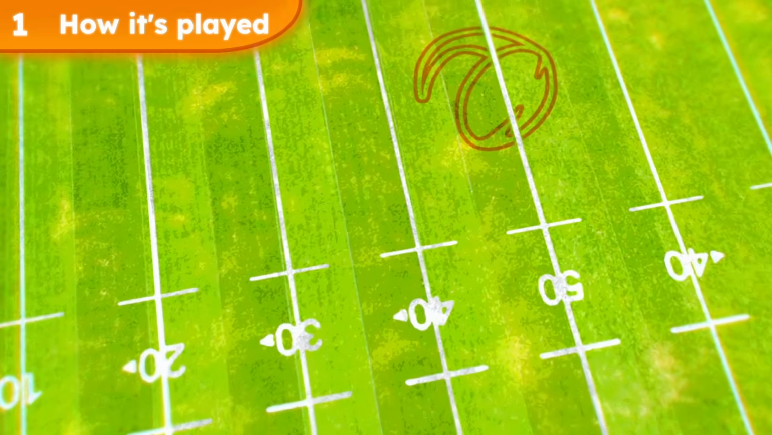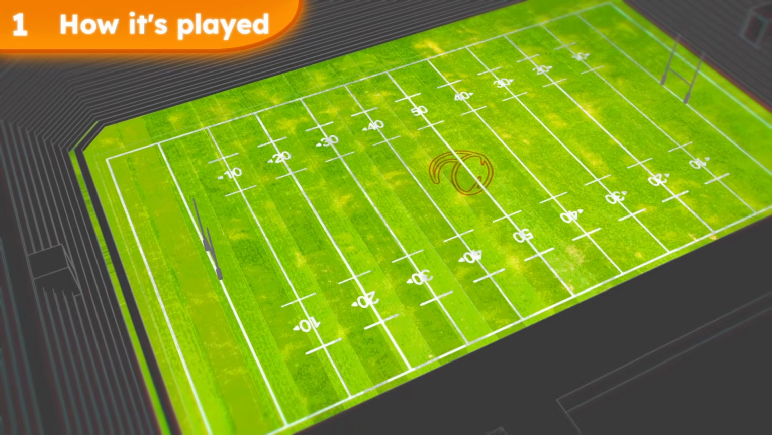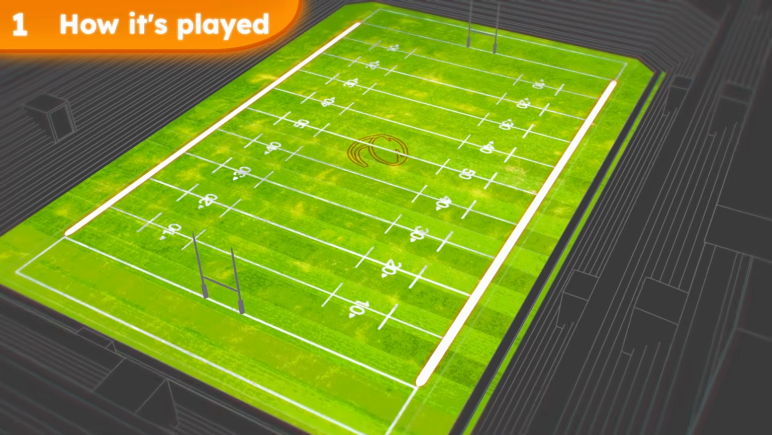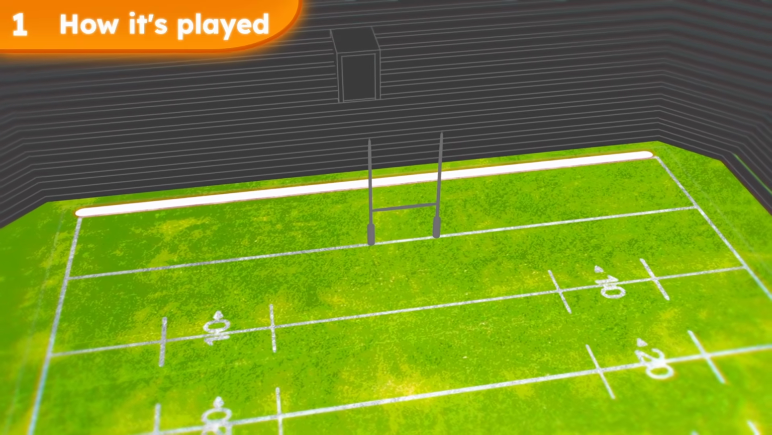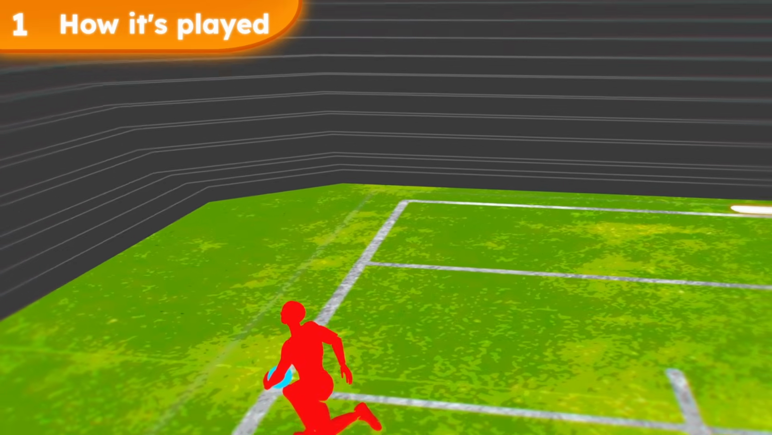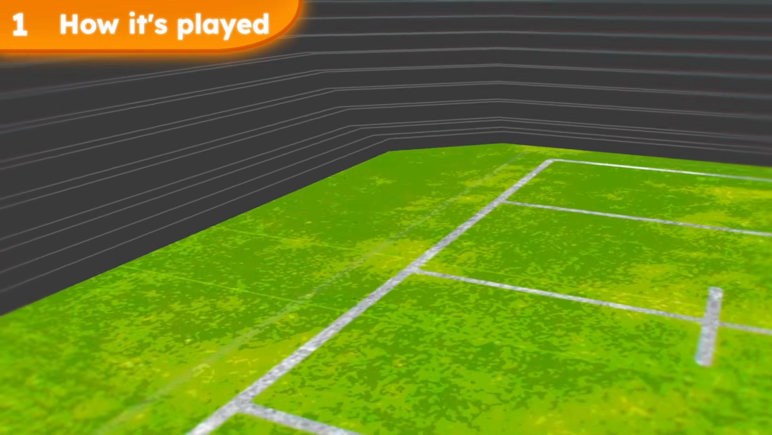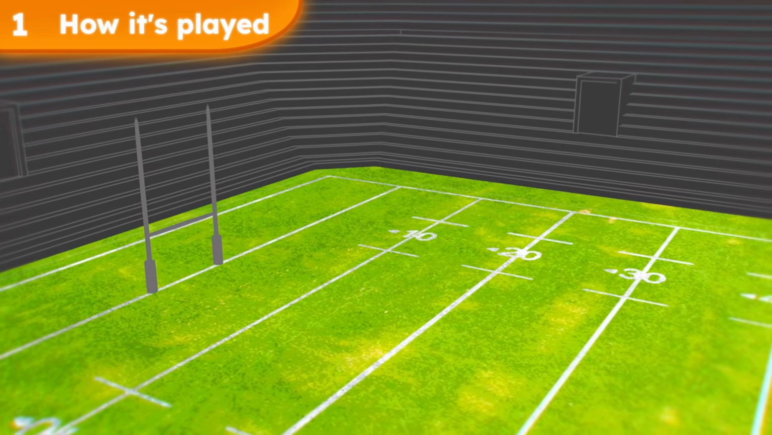The field is bounded by several lines that determine whether the ball is out of play. The touch lines are the sidelines to the left and right of the field, and the dead ball lines are the lines beyond the in-goal areas at the very ends. When the ball or a player carrying it crosses these boundaries, play is halted and restarted. If the ball goes into touch or crosses the sidelines, play resumes with a scrum. And if the ball crosses the dead ball line, play restarts from the 20-metre line nearest to where it went out.